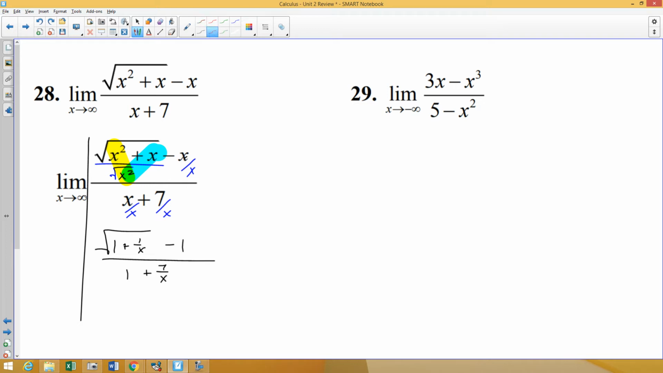And now I can approach infinity. And when I do that, any number over infinity turns into a 0. So that's 1 plus 0 minus 1. Root 1 plus 0 minus 1 over 1 plus 7 over infinity is also 0. And I get root 1 minus 1, which is 0, divided by 1, which is 0. So there's our answer to this one.